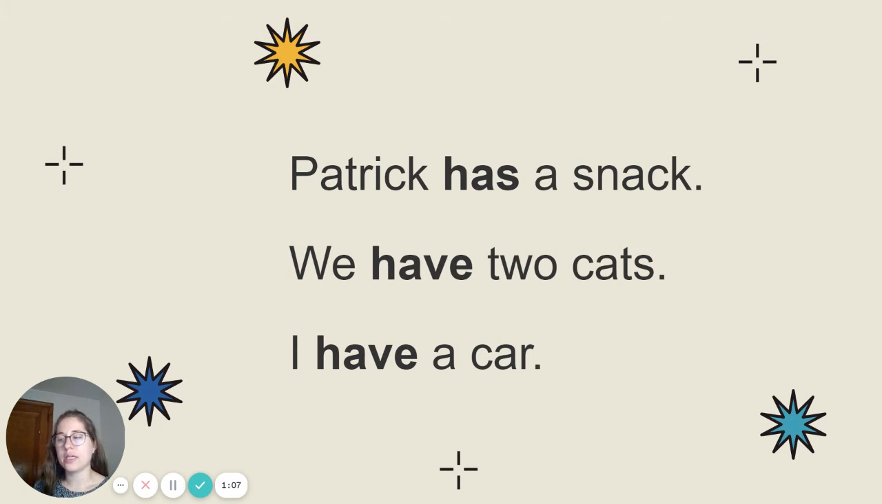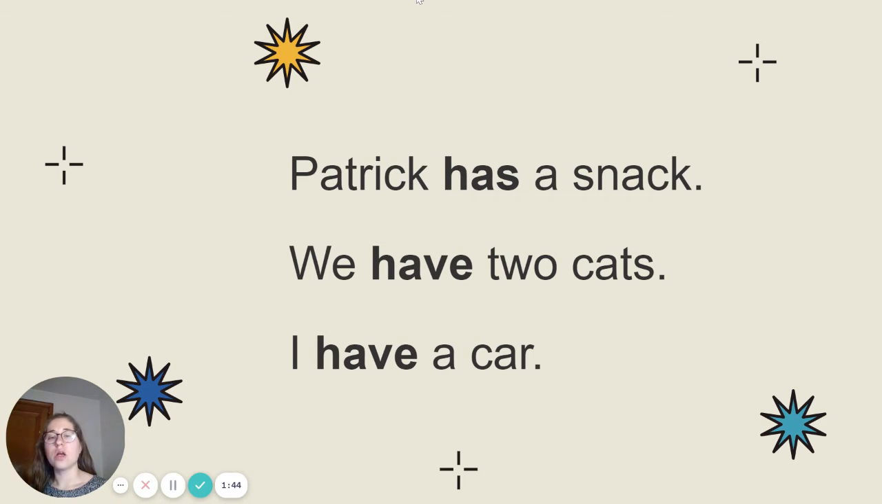Patrick has a snack. Patrick is one person. That means the subject is singular. The verb has goes with a singular subject. Next, we have two cats. We is more than one person, so it is plural. The verb have goes with a plural subject. Our last sentence, I have a car. We know that I goes with the verb have. I have a car.